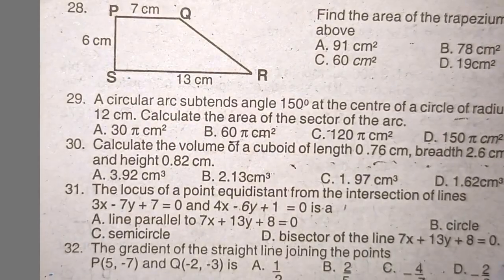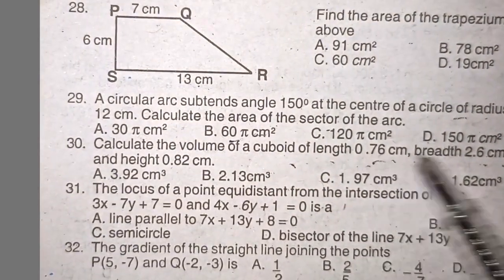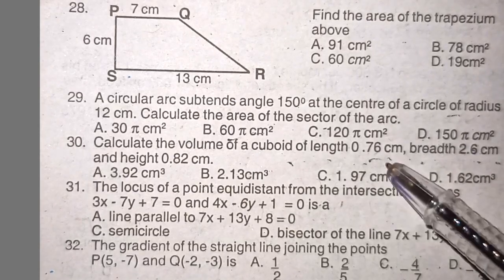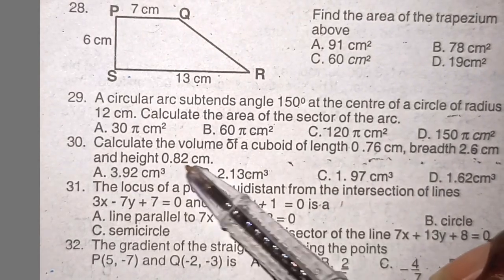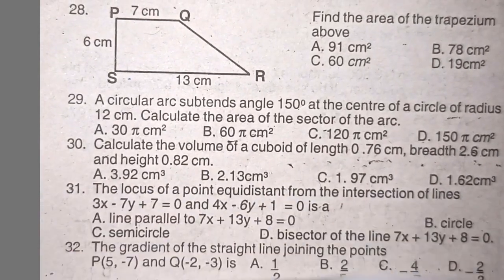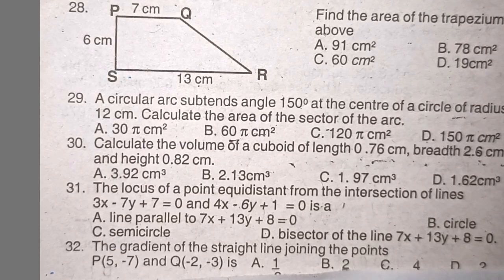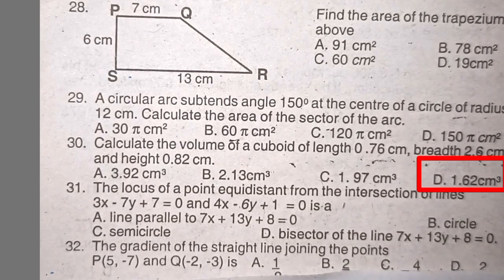So that means these three numbers here, just multiply them together. 0.76 times 2.6 times 0.82. Multiply the three of them, you're going to get 1.62. So that will be the volume.